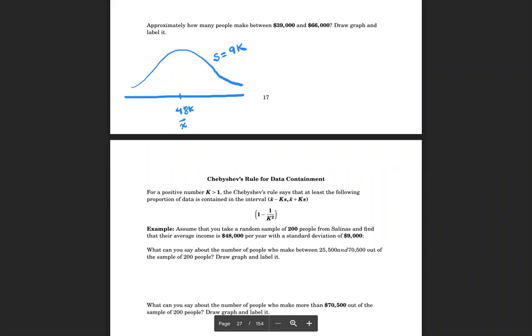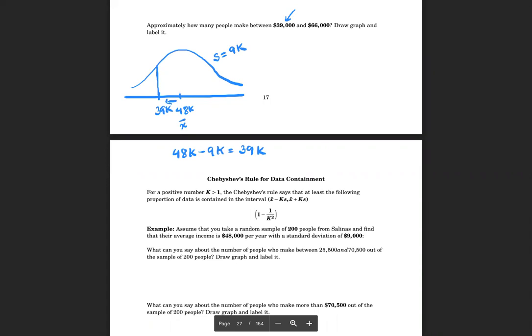Our lower point is 39,000. So to go from 48,000 to, let's say, 39,000 here, how many standard deviations do you have to move? Just one, because 48K minus 9K is 39K. So you're moving to the left one standard deviation.